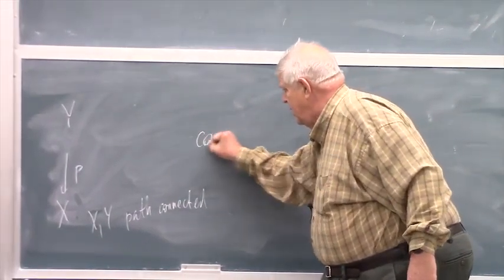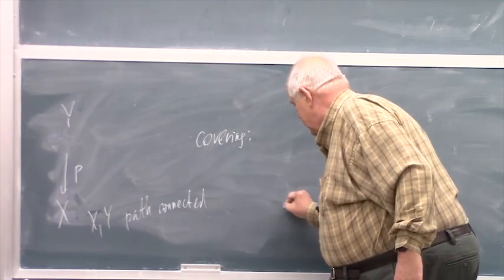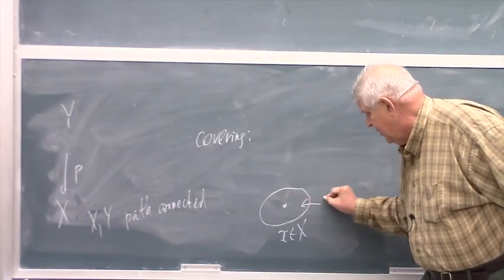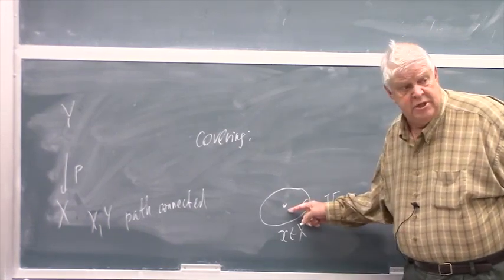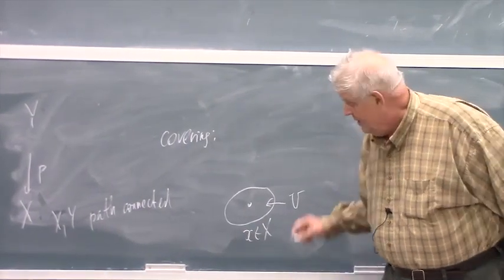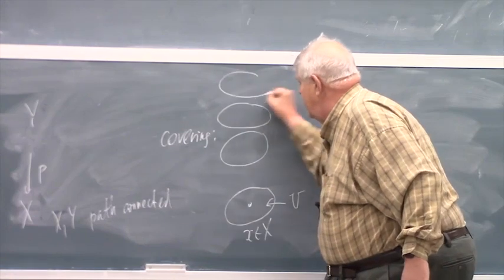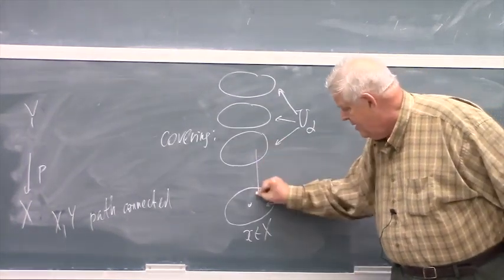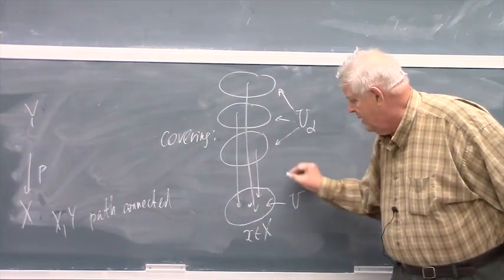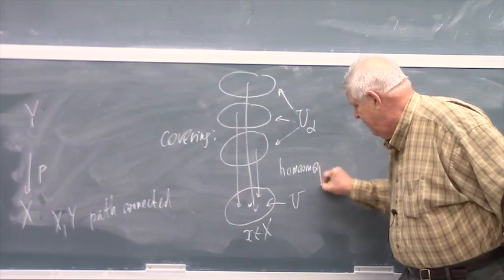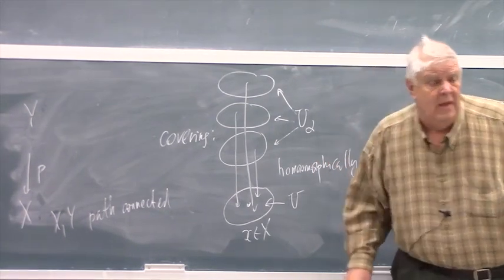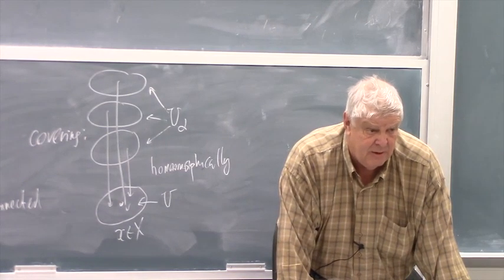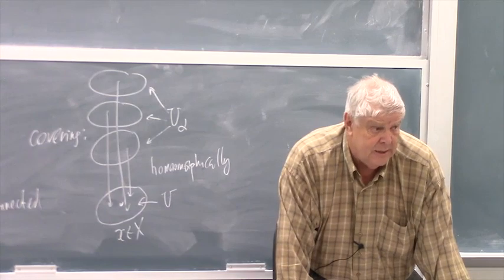If the following holds, every point x in X has a neighborhood U such that the inverse image of this neighborhood with respect to this projection P is a disjoint union of sets, so that each of them is mapped by P homeomorphically onto U. So you can say, maybe it does not sound very formal, that the inverse image is the union of a certain number of copies of U, and they are disjoint.